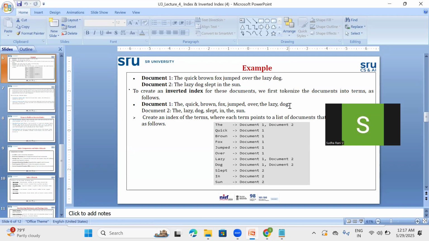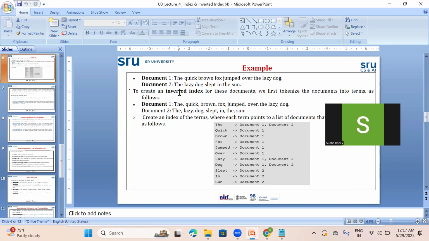Document 2: The lazy dog slept in the sun. Again we are doing the tokenization, dividing the sentence into terms.